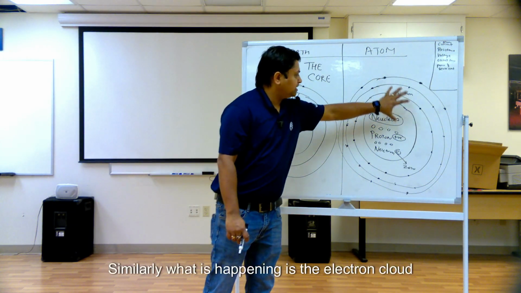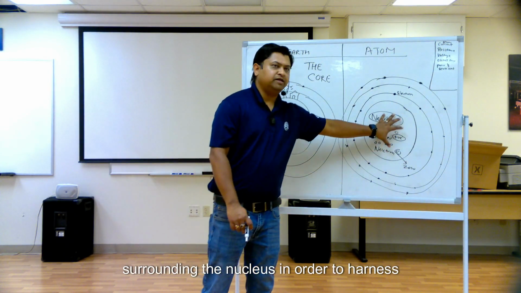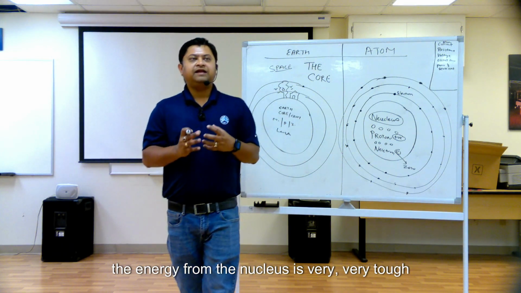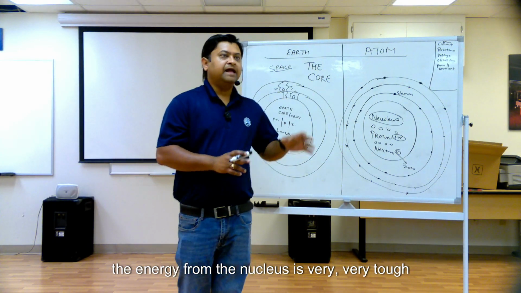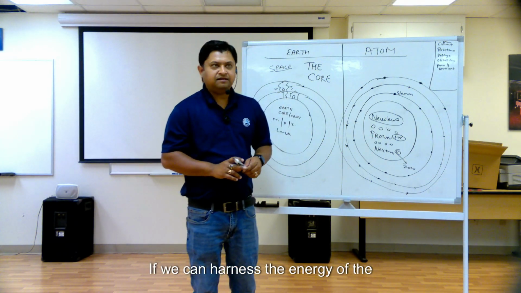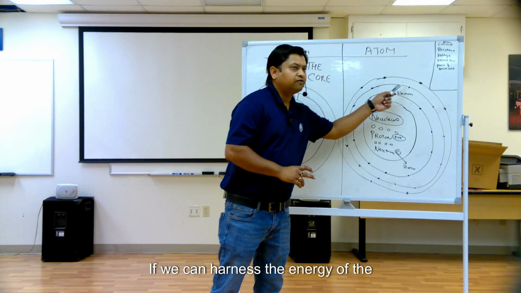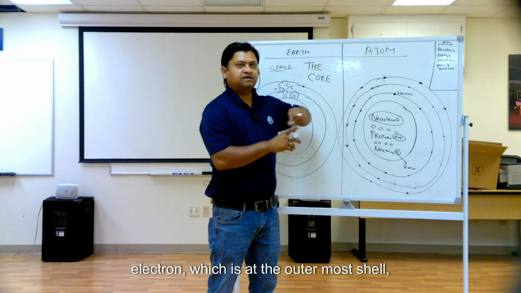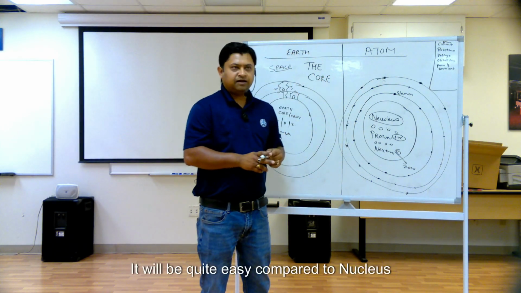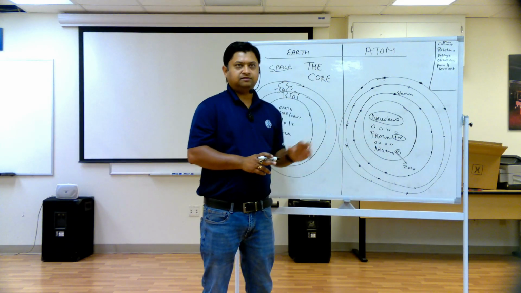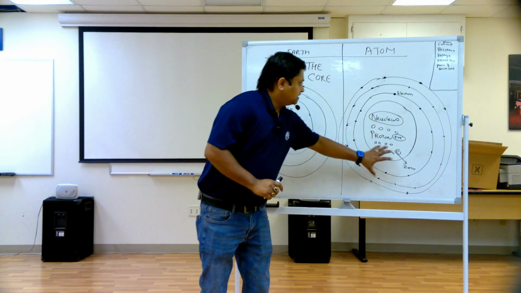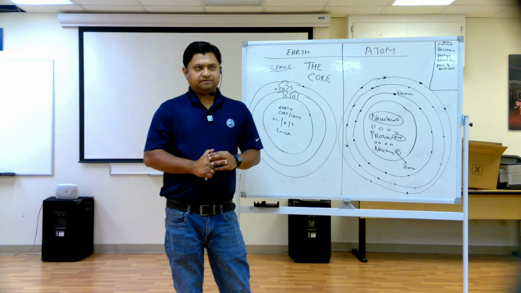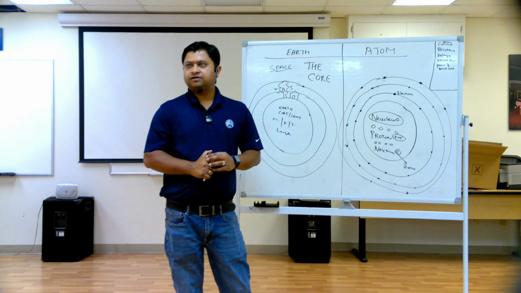But if you go towards the outside, there will be less pressure. Similarly, in this case, the electron cloud is surrounding the nucleus. To harness the energy from the nucleus is going to be very tough. Instead, if we can harness the energy from an electron sitting in the outermost shell, it will be quite easy compared to this. Now, these electrons are different for different elements.